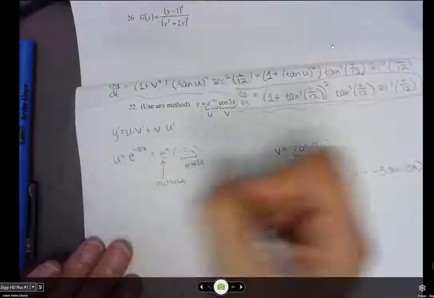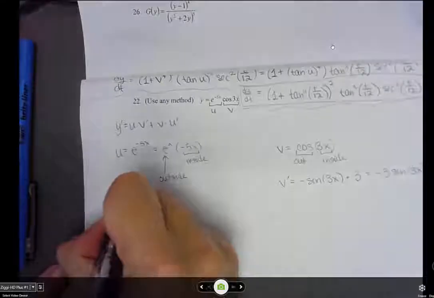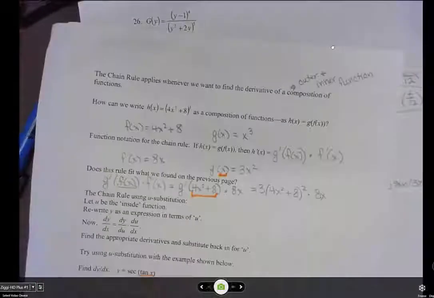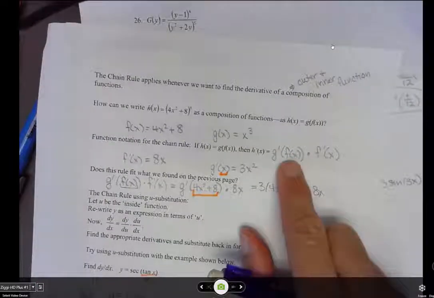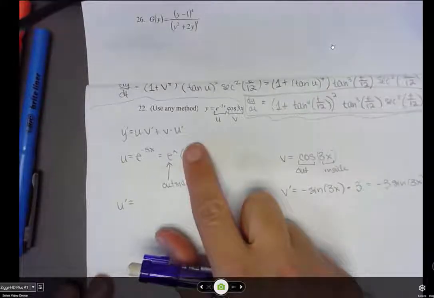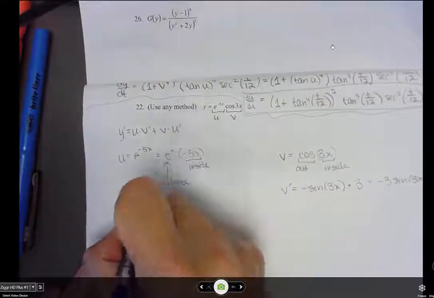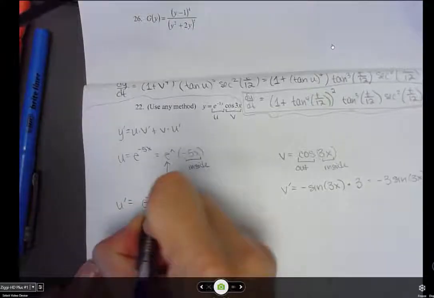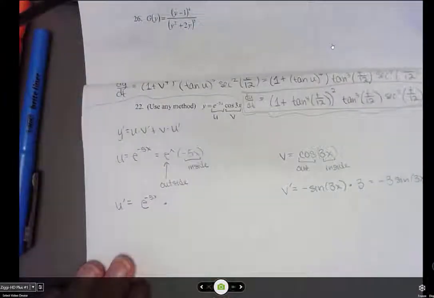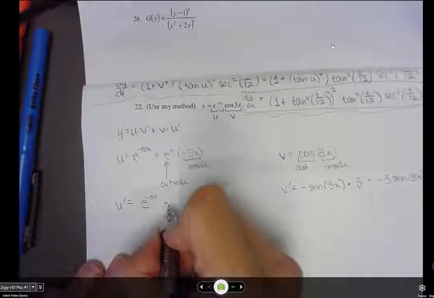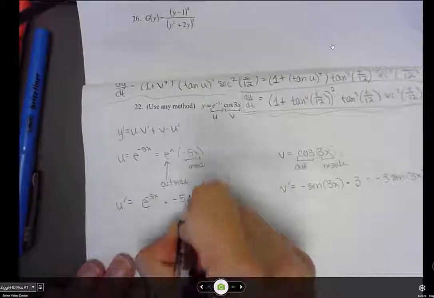So u prime, when you have this composition, it says take the derivative of the outside, leave the inside alone. So what's the derivative of e to the x? Well, it's just e to the x, right? It's its own derivative. So I still have e, but I leave the inside function alone. Then at the end, times the derivative of the inside function. What's the derivative of negative 5x? That's just negative 5. So I get negative 5 e to the negative 5x.